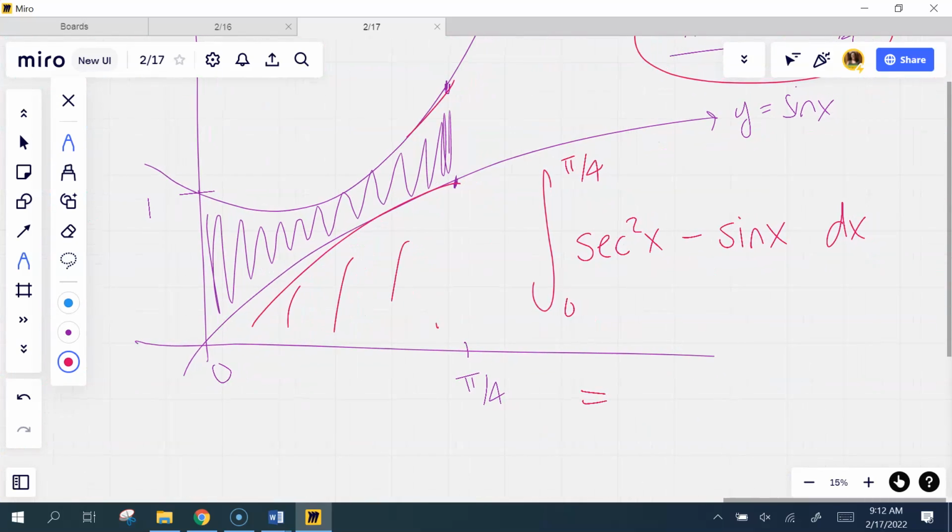All right, this becomes a little bit easier now. What's the antiderivative of secant squared? Tangent x. What's the antiderivative of negative sine x plus cosine x? And I'm going to evaluate both of these from 0 to pi over 4.